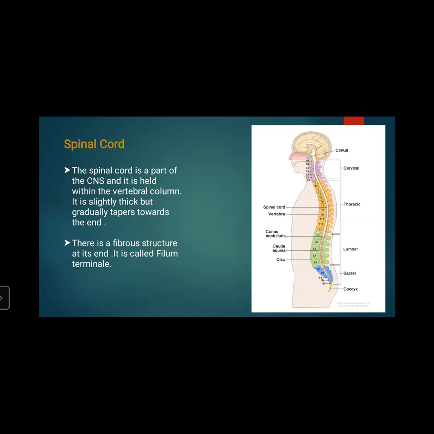The spinal cord is a part of the central nervous system and it is held within the vertebral column. It is slightly thick but gradually tapers towards the end. There is a thread-like fibrous structure at its end called the filum terminale. You can see in the picture the colorful spinal cord. In that, there is cervical, the purple band, the yellow band, thoracic, then the lumbar band, green, and the blue sacral and the coccyx. So all these are the parts of the spinal cord.